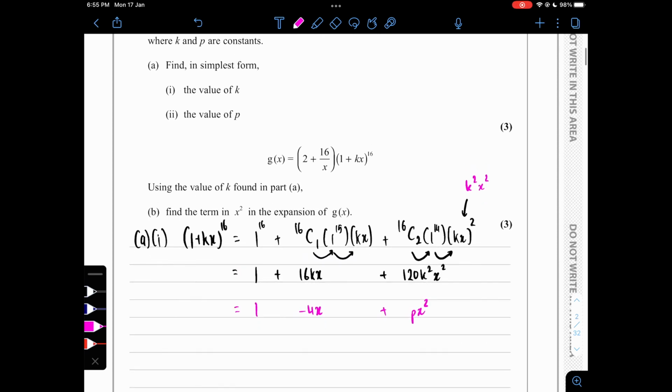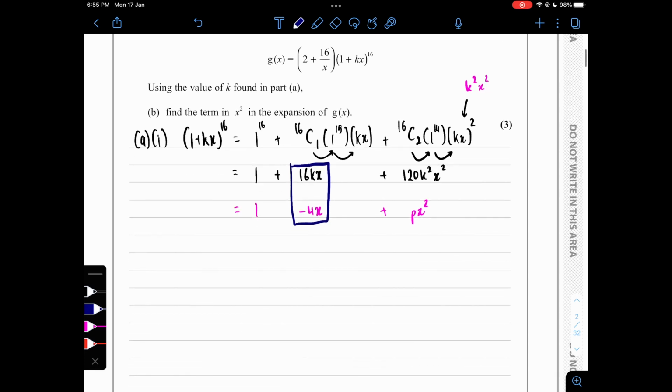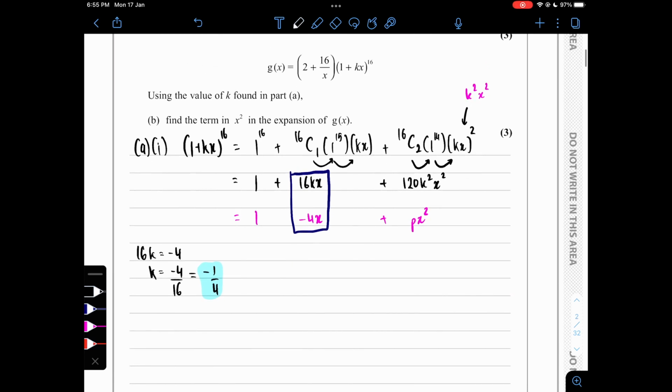They want to find what k is. We can get that from our x term coefficients. You can see there's k and a number, so we can write 16k equals negative 4, so k would equal negative 4 divided by 16, and when you simplify that, you can divide by 4 from top and bottom and you will get minus 1 over 4. So that is our answer for k. That's part I. So now let's move on to part II.